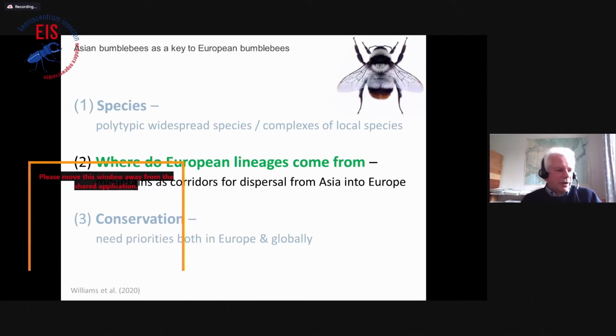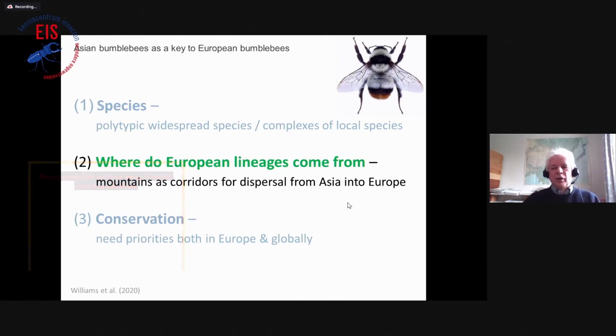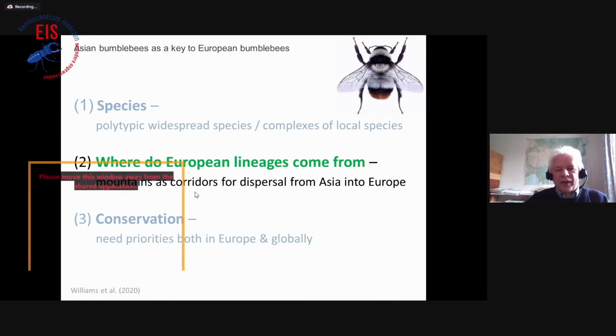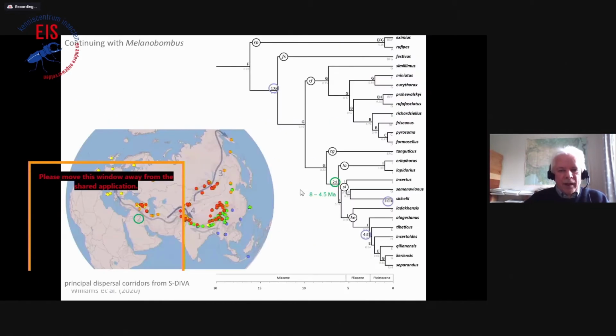The second point I wanted to talk about was, where do the European bumblebees come from? Where do the lineages come from? How do they get into Europe? So this is going to the question of how species assemblages are put together. And I'm going to focus very much on mountains as a corridor for dispersal from Asia into Europe, and particularly through southern Europe. This is staying with Melanobombus again, just for a minute.